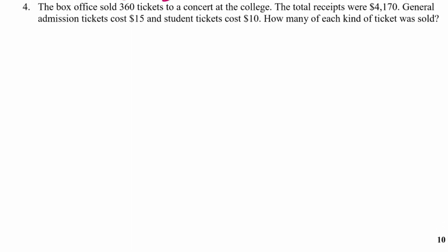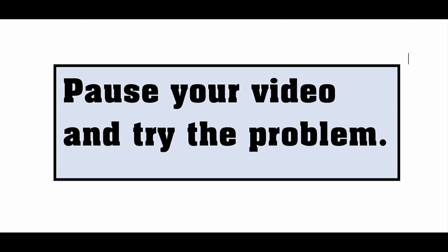Let's read it. The box office sold 360 tickets to a concert at the college. The total receipts were $4,170. General admission tickets cost $15 each, and student tickets cost $10 each. How many of each kind of ticket was sold? So pause the video now.